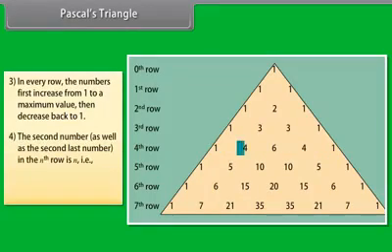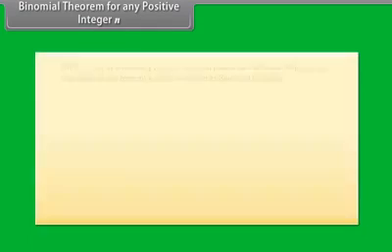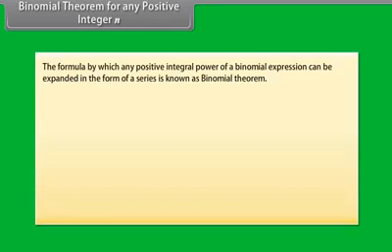In every row, the numbers first increase from 1 to a maximum value, then decrease back to 1. The second number as well as the second last number in the nth row is n, that is, nC1 is equal to nC(n − 1) is equal to n. Binomial theorem for any positive integer n.